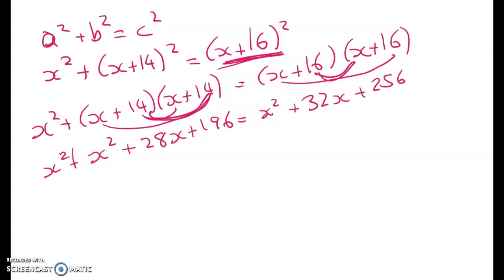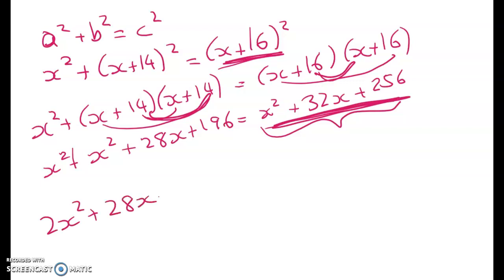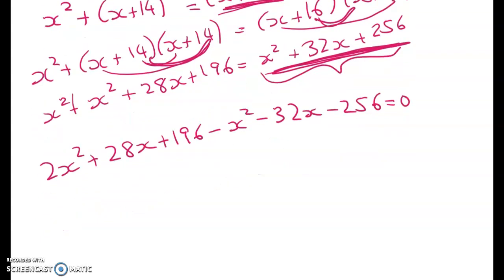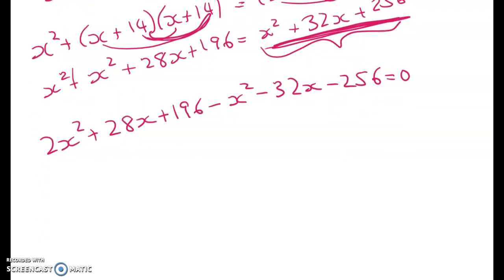It's a quadratic, but it needs cleaning up. So I'm going to bring all of this over to the left-hand side by subtracting this from both sides. So we have 2x squared plus 28x plus 196. I don't know why I'm writing on an angle. I don't think I've ever done that before. I'll try and fix it. Sorry about that. Must be how I've got the computer sitting.